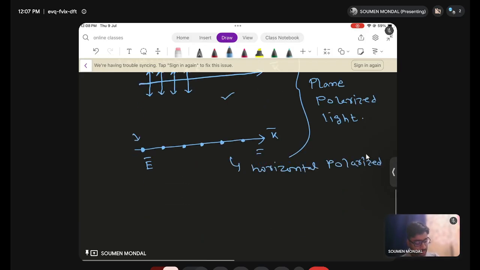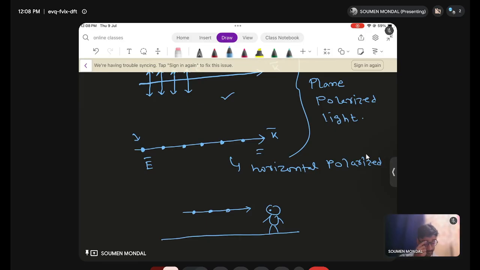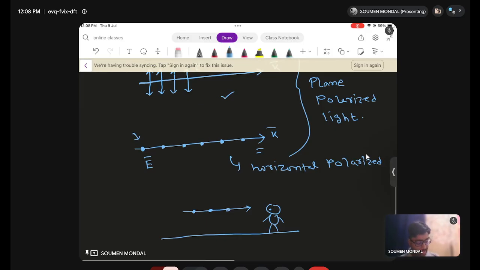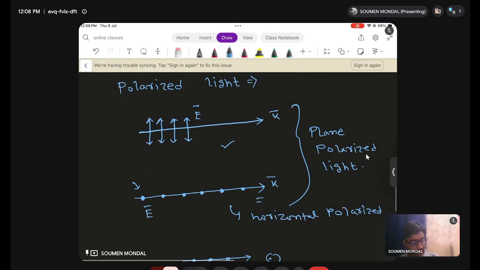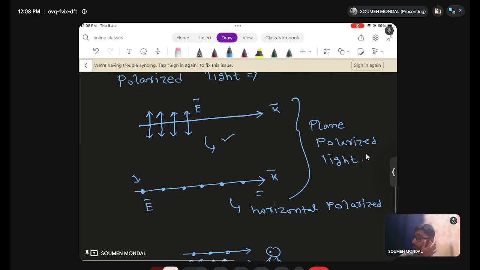So let's say someone is here, a light ray is coming and the electric field is oscillating like this. This is the ground, that means the electric field is oscillating parallel to the ground. So it is your horizontally polarized light. Now again let me consider another ray where the electric field is oscillating like this, which is perpendicular to the ground. So this is vertically polarized light. This one has a special name, but the most important case is that both are plane polarized light. That means the electric field oscillation is confined to a plane. This is vertical.